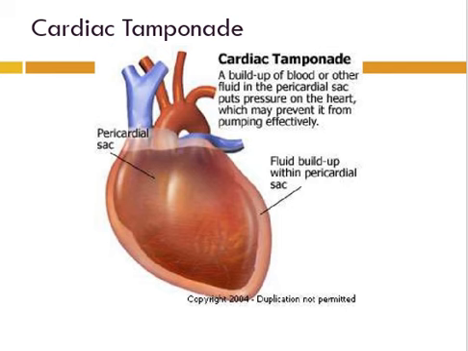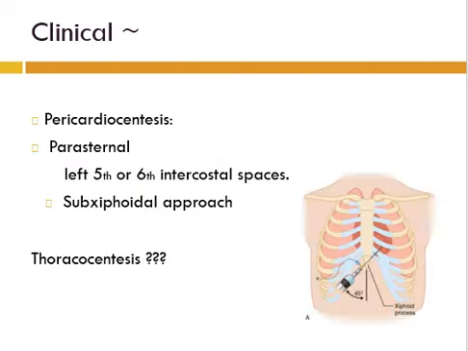So, what will be the treatment? How can you relieve the cardiac tamponade? We will perform pericardiocentesis. What is pericardiocentesis? Pericardiocentesis is the drainage of fluid from the pericardial cavity. It is usually necessary to relieve cardiac tamponade. To remove the excess fluid, a wide-bore needle may be inserted through the left fifth or sixth intercostal space near the sternum, or by a subxiphoidal approach. You can say this approach is a subxiphoidal approach.